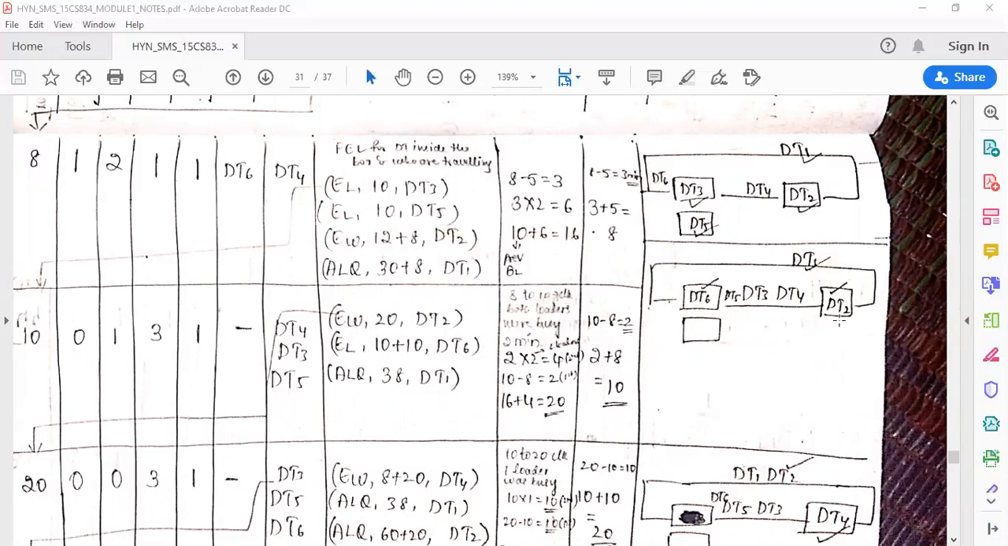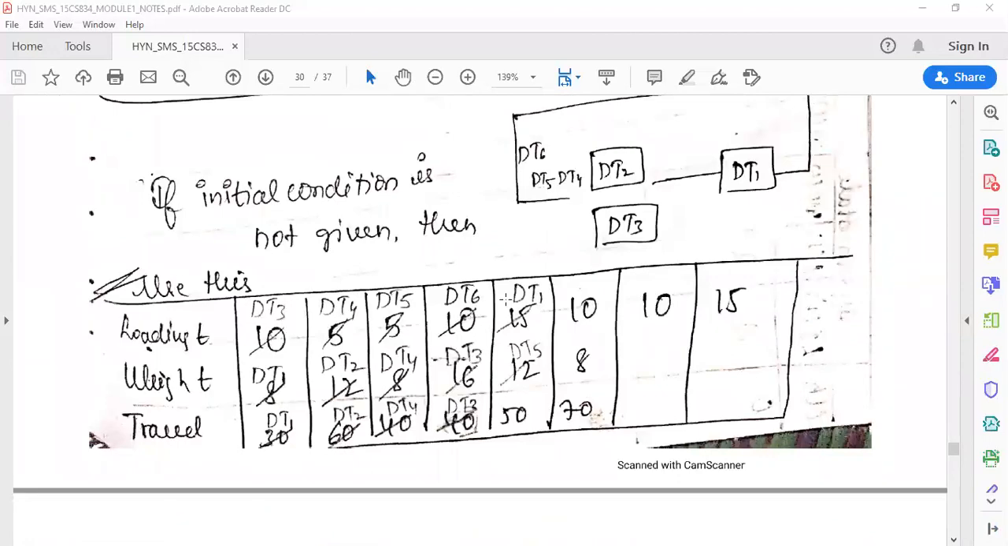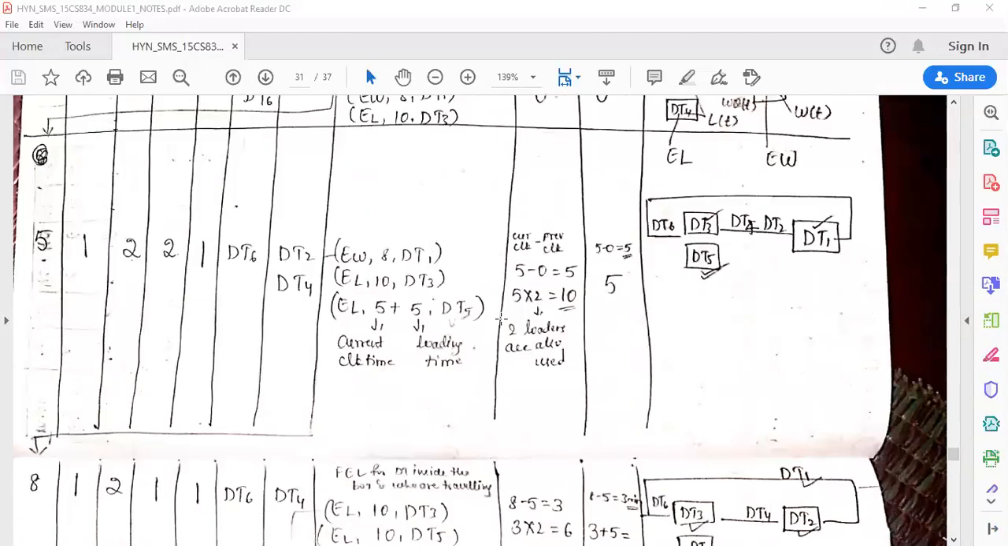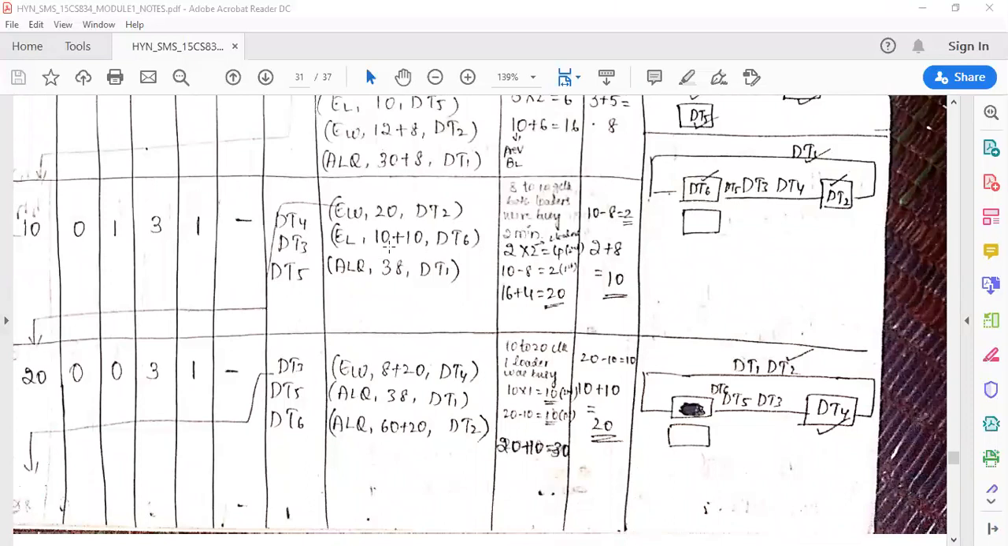So for this, you have to schedule end load. For this, it is end weigh and ALQ, right? So for this and this, dump truck 2 and dump truck 1, it is already there. I have to schedule end load for dump truck 6, right? So I will go back to my loading time. The next loading time, I will strike it out. I will get it as dump truck 6, 10, right? So 10 on the current clock time. So 10 plus 10, it will be 20, right? So I will write in ascending order EW 20 comma DT2, which was already there. The new one I got, which is EL end load 10 plus 10 comma dump truck 6, ALQ 38 comma dump truck 1, right?